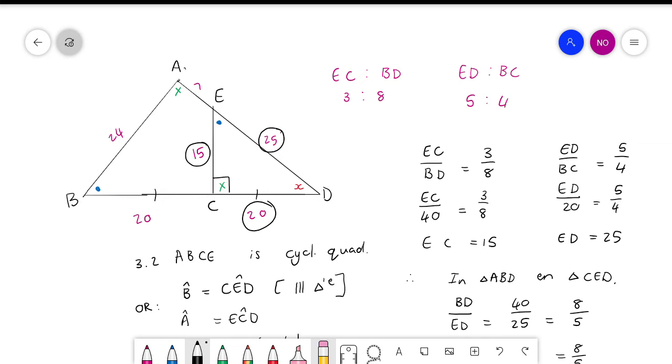And then those two angles are equal to one another, but your reason would be the same unless you used angles on a straight line. Then your reason will be converse opposite angles of cyclic quad. Either way.